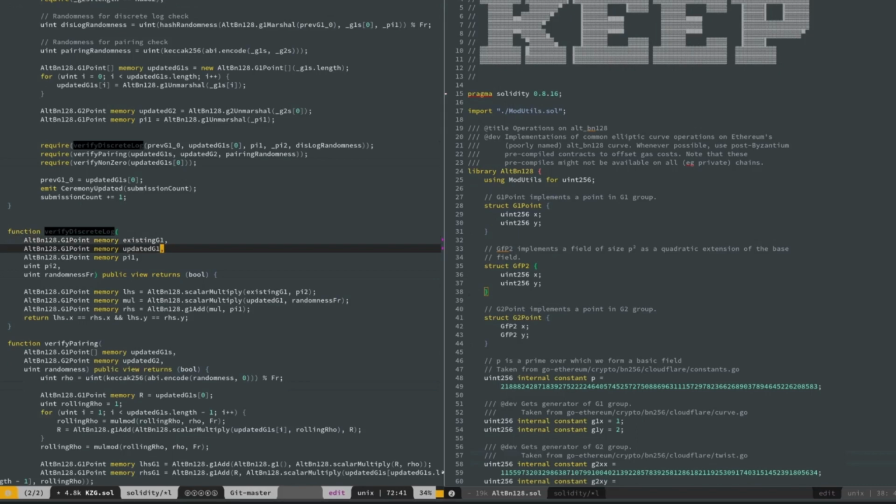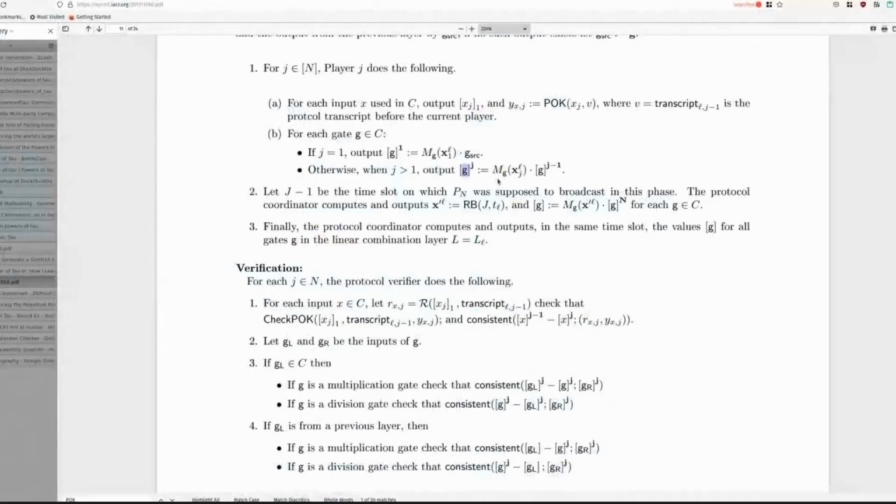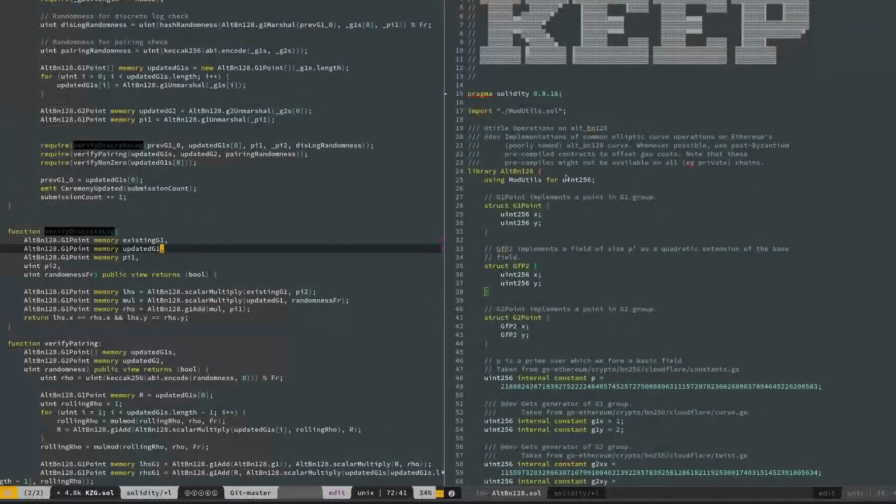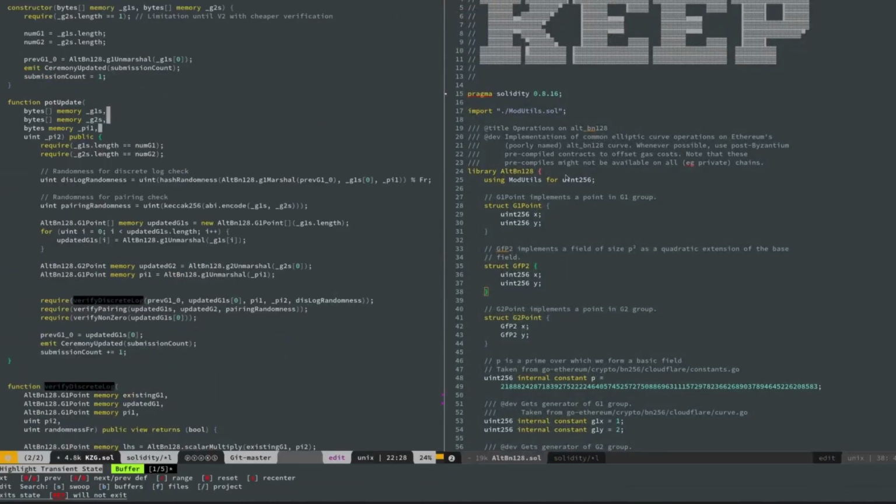But remember, because we have J and J minus 1, so it's possible that existing is when J is J, and then updated might be, or the other way around. So updated might be J, and then existing might be J minus 1, the previous rolling G element. You mean like over here? That's what I meant, yeah. Yeah, I think this thing over here is definitely this guy, this previous G1.